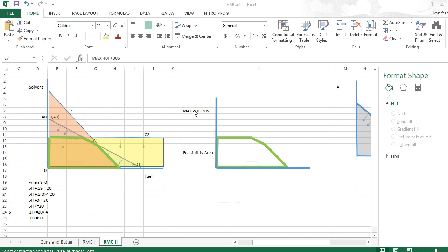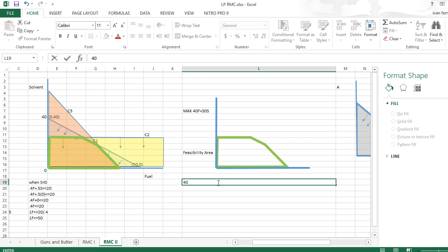To draw a line for the objective is a little bit of a guessing game. You just have to guess a value for the profit and then graph it. So, for example, and I'll use the same number that the book uses, you just need to pick one value out of thin air. So the book says 240. I'm going to go with 240.